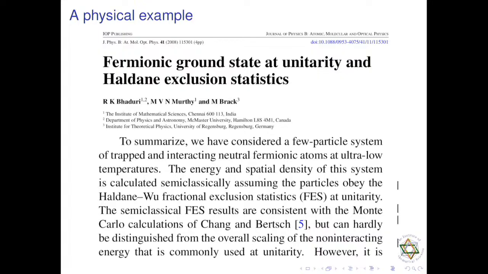And what they showed is that if you analyze this energy density here, assuming that these particles have a Wu distribution, then the answer matches pretty well with Monte Carlo studies of the same system. So here is one possible physical realization of these properties.